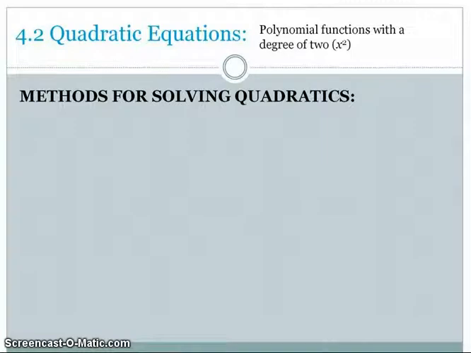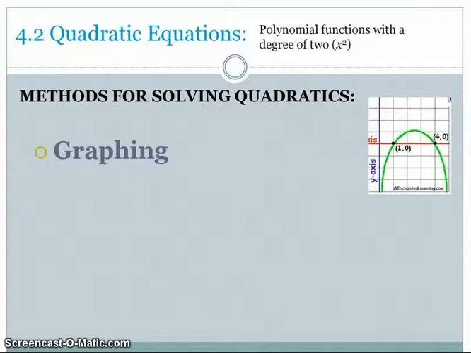There are many methods for solving quadratics, namely graphing. When we graph quadratics, we find the solutions by looking for the x-intercepts. So here and here. Remember that x-intercepts are the value of x when y equals 0, and therefore x equals 1 is a solution. Over here, this is the value of x when y equals 0, and therefore x equals 4 is a second solution.